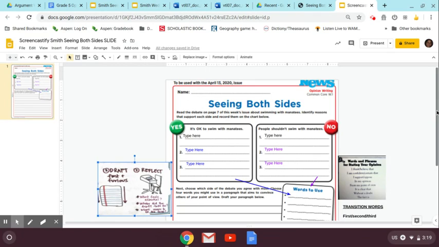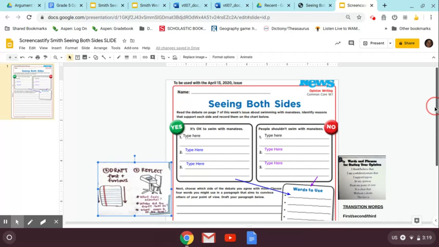First, you'll read from Scholastic News a debate on swimming with manatees. And there's a really short video, a minute long video. The article's short. This will take you probably the most time today. And what you'll do is come in to your own individual document here called Seeing Both Sides.